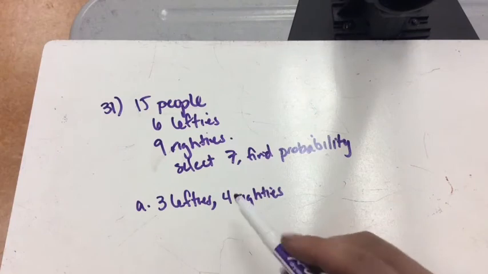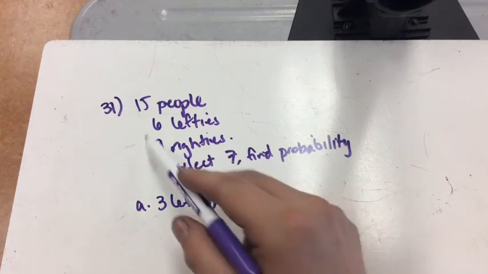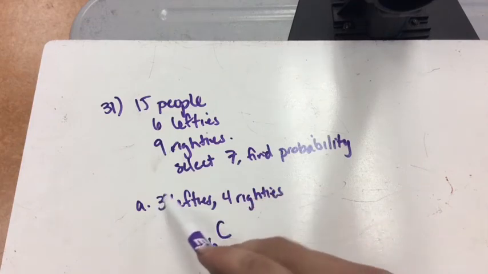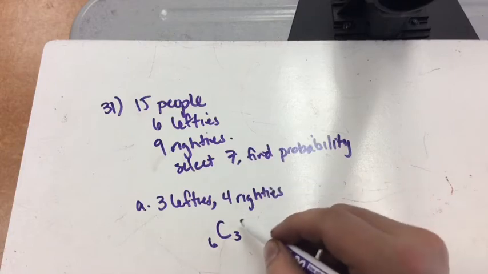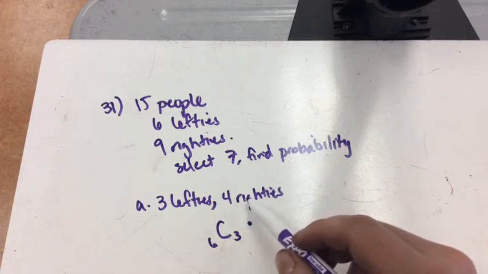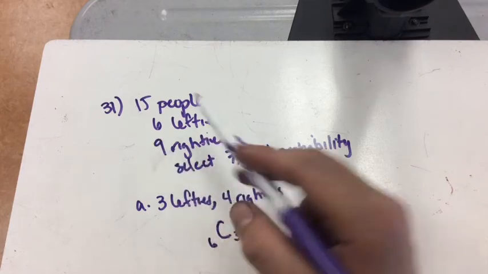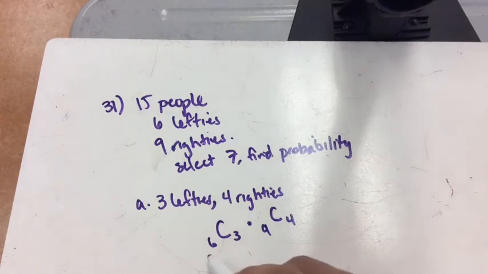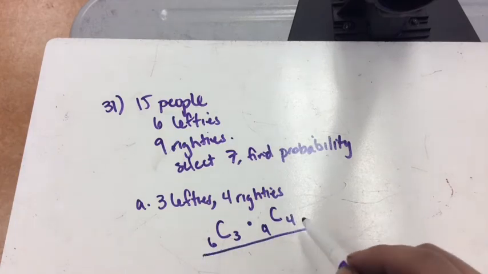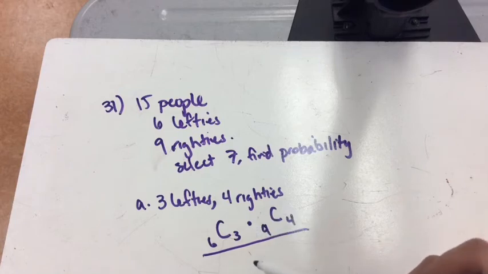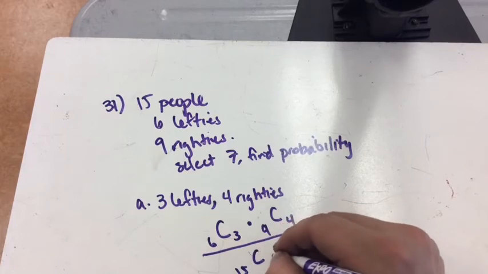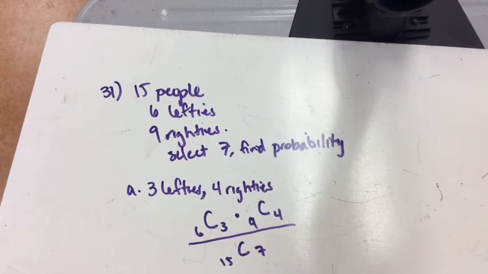So how we're going to do this is we are going to say, well, how many lefties are there? There's 6. So we'll say 6 choose, and how many do we want to choose? Well, we want to choose 3 of them. Okay, times we want 4 righties. So how many can we choose from? There's 9. Choose 4. Okay, and then we need to divide by our entire sample space. So what's going on in any given experiment? Let's see, we have 15 people to choose from, and we're choosing 7 of them. Okay, this is going to give us a probability and give us the correct answer.